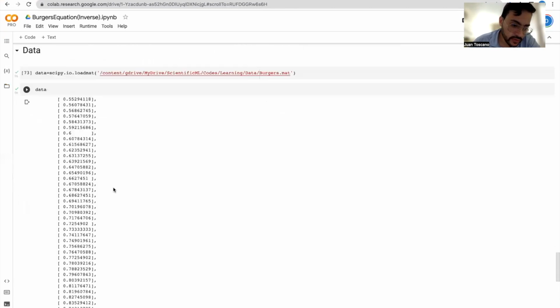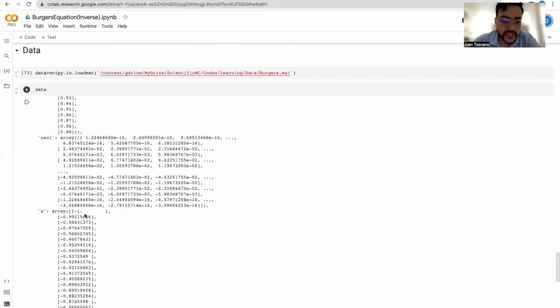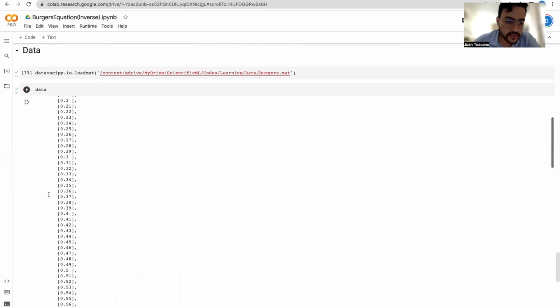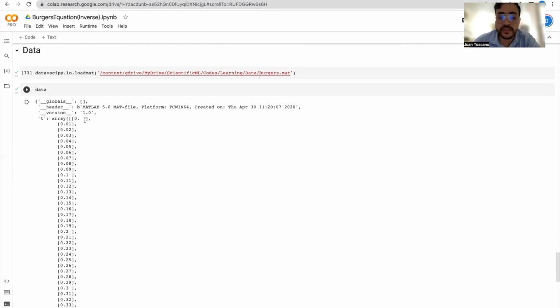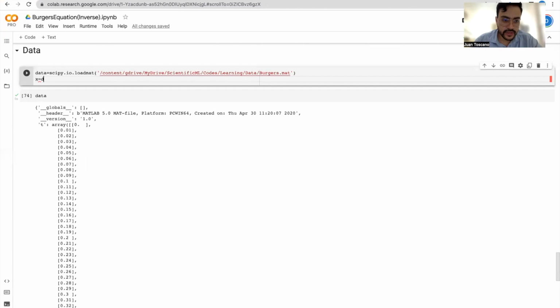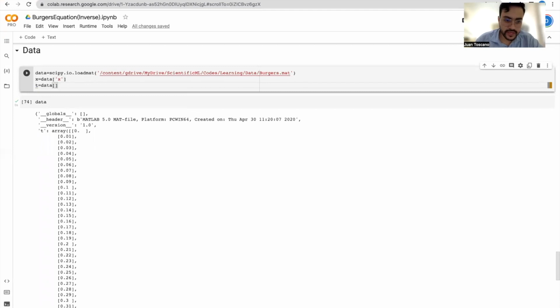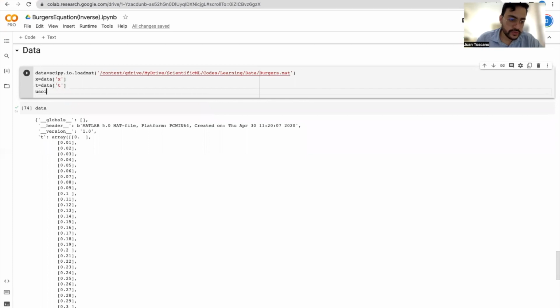We want to know the labels. So you can see that we have X for the spatial domain, U sol for the real solution, and T for the temporal domain. Let's extract those: X equals data of X, T equals data of T, and the solution equals data of U sol.